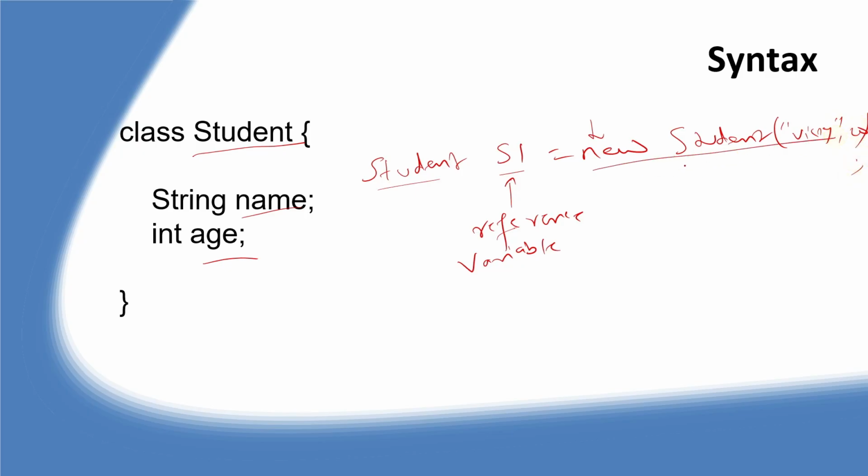So this object will get created in the heap memory. Okay, so let's say this is heap memory. So in heap, object will get created. How?